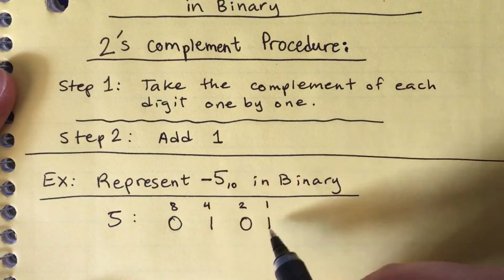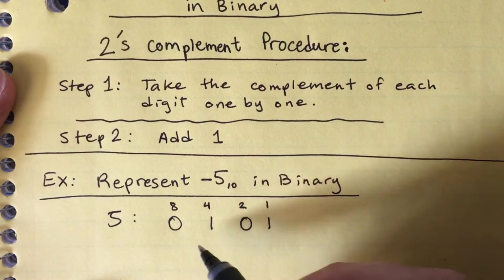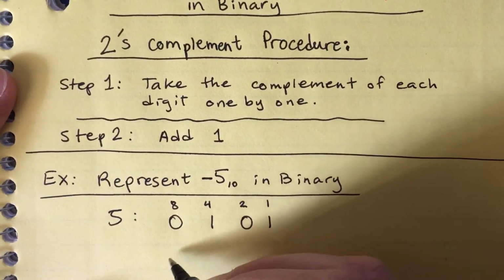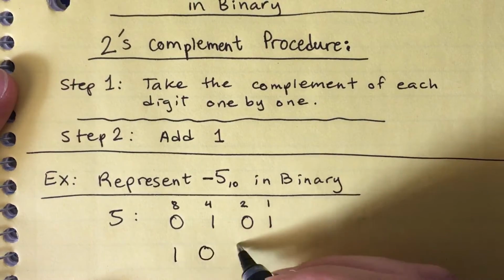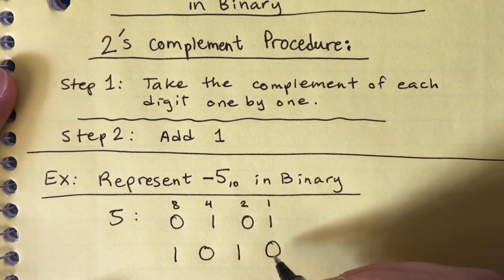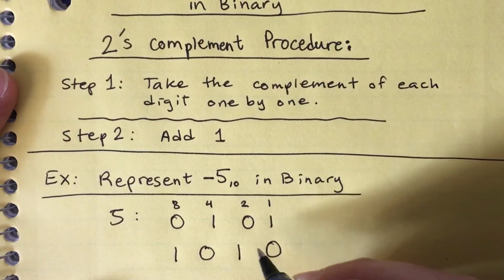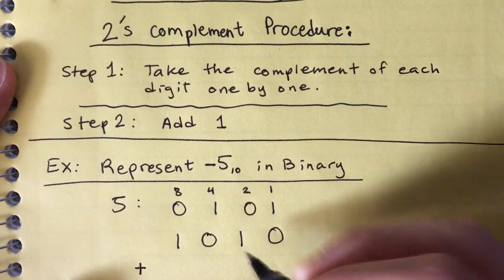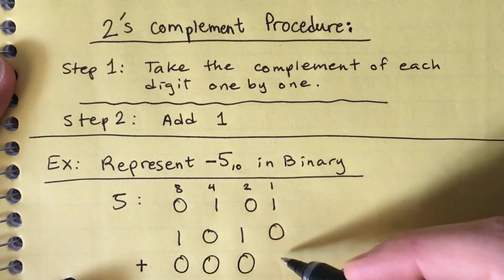So we wrote down positive 5 in binary. We're going to take the complement of every single digit, and that would be 1, 0, 1, 0. So if there was a 1, we made it a 0. If there was a 0, we made it a 1. Okay, and now we're going to add the number 1.